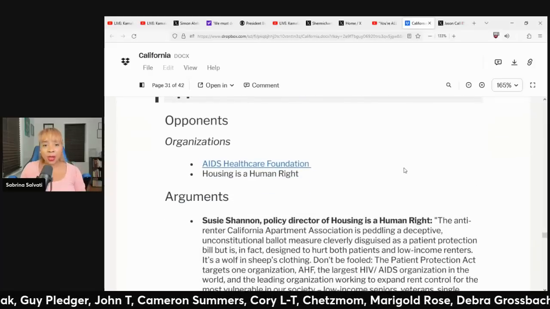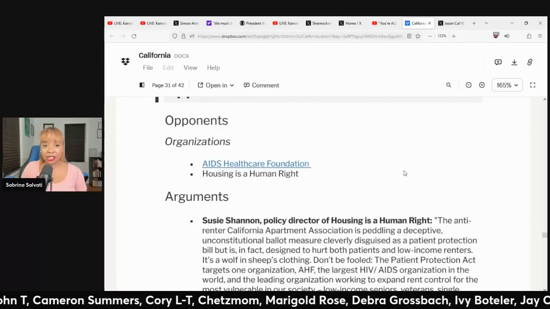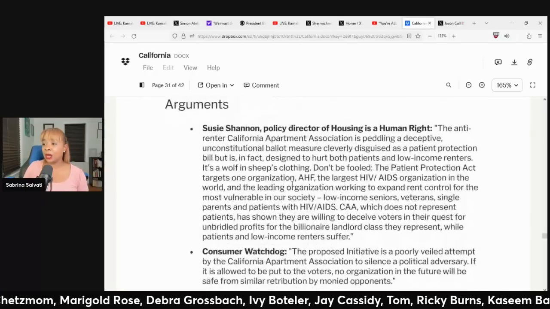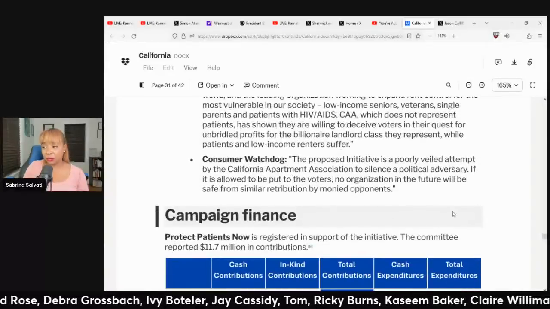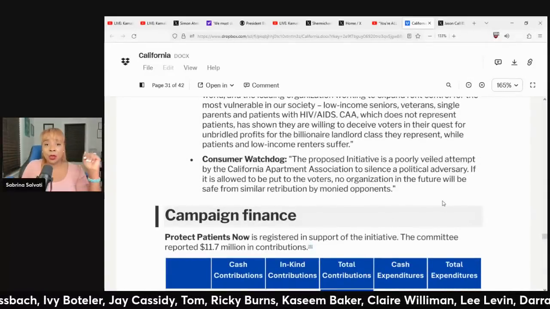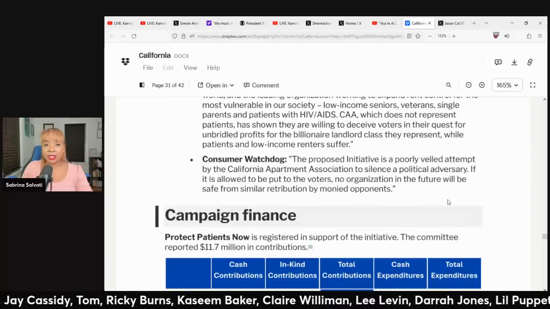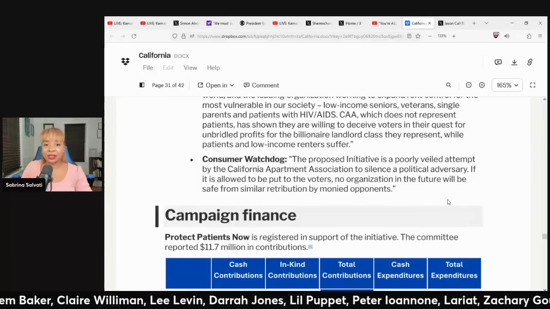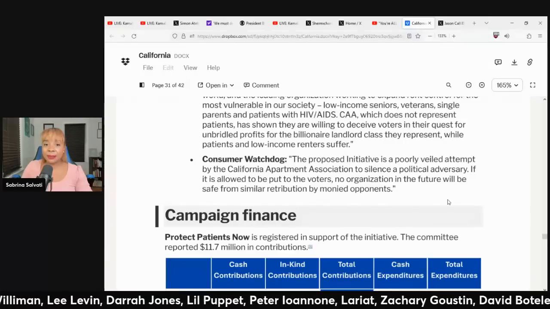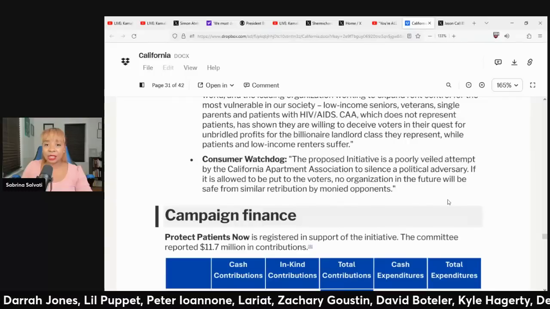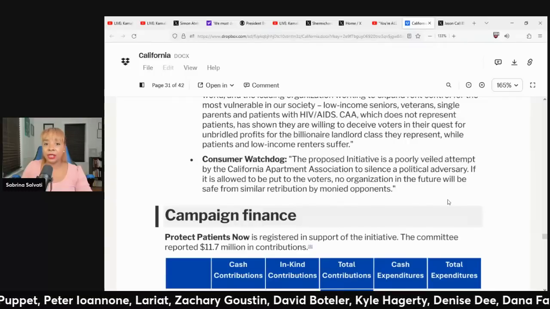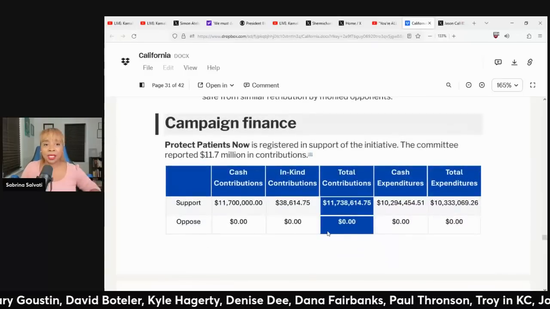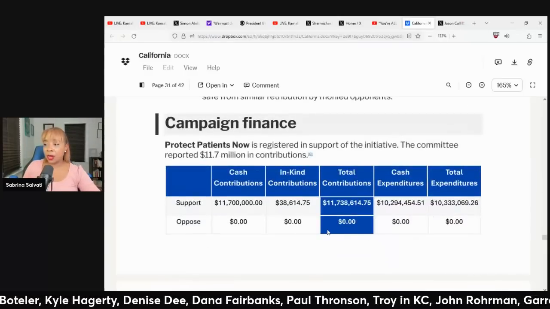Interesting. Who is opposing this? The AIDS Healthcare Foundation. Housing is a Human Right opposes it. And one of the arguments here, I want to read the one from Consumer Watchdog. The proposed initiative is a poorly veiled attempt by the California Apartment Association to silence a political adversary. If it is allowed to be put to the voters, no organization in the future will be safe from similar retribution by moneyed opponents. Let's see how much money is being spent to support or oppose.